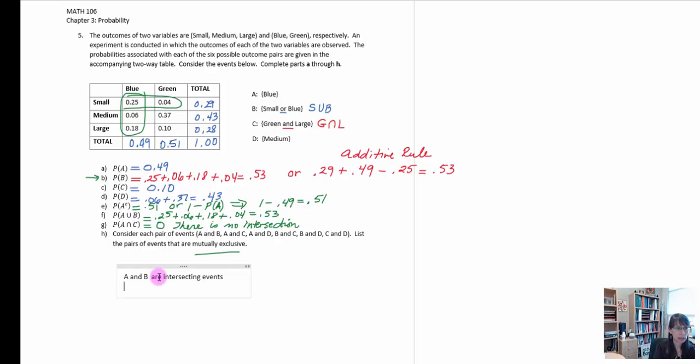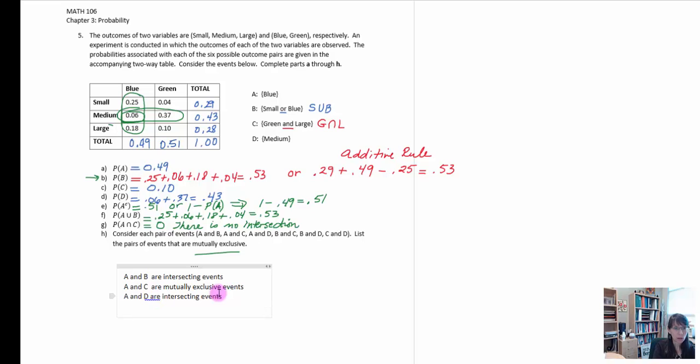The next two events are A and C. So again, event A is blue. Here are the probabilities for blue. Event C was the intersection of green and large. That's the 0.10. Do you notice how the rings are not intersecting? So those are considered mutually exclusive events. Next, we'll consider A and D. Again, A is blue, so I'll leave my circle around blue. D is medium. Medium involves these two probabilities. And so it looks like 0.06 is shared, so those are intersecting, not mutually exclusive.